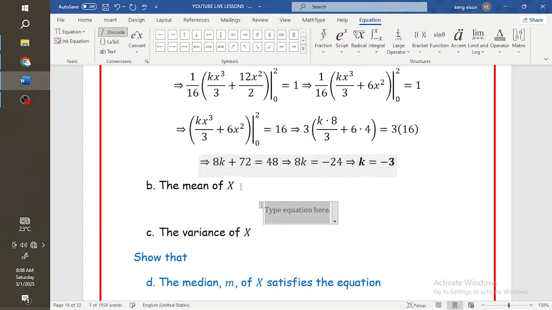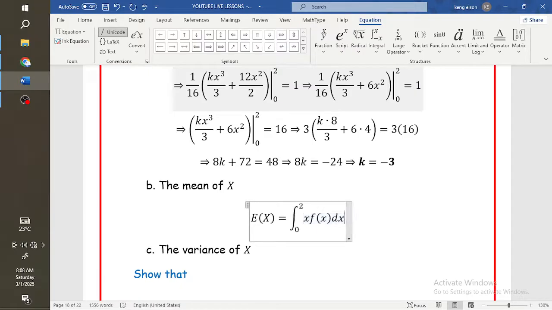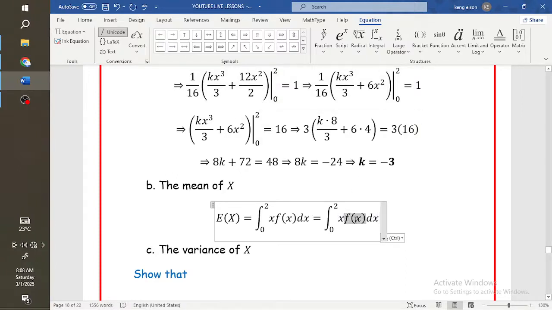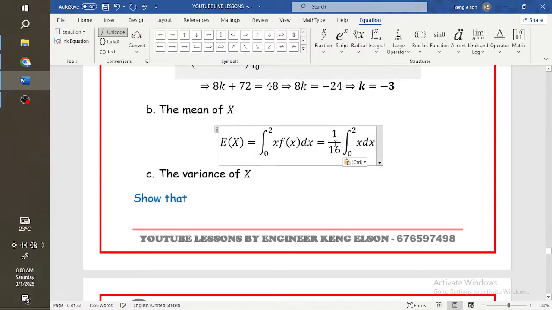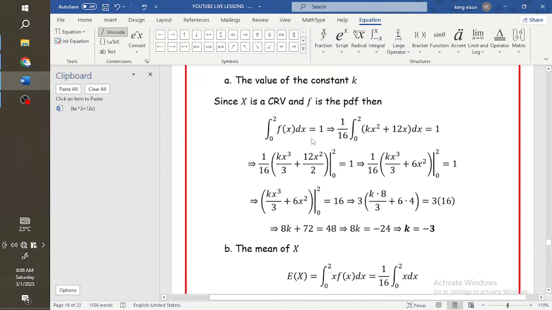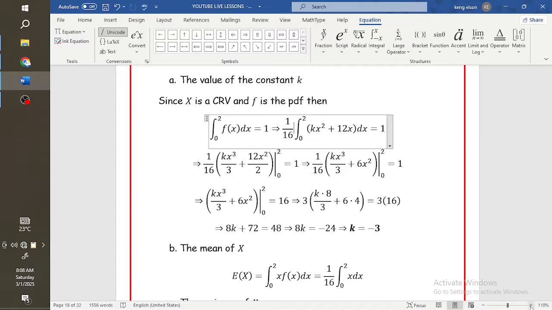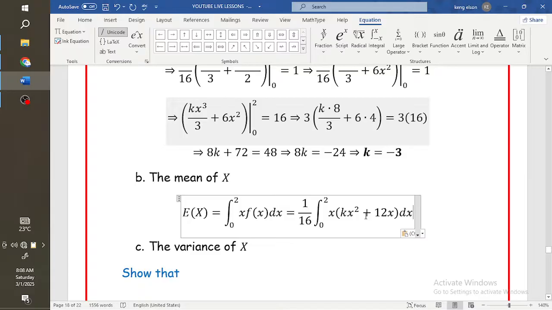By the definition, the mean of x is, like we said, the integral from 0 to 2 of x times f of x dx. So this is equal to the integral from 0 to 2 of x times, what is f of x? This is my f of x here. 1/16 is outside, and the remaining portion is inside, but we need to multiply it by x. So this portion is inside. Good, that is the definition of my mean.